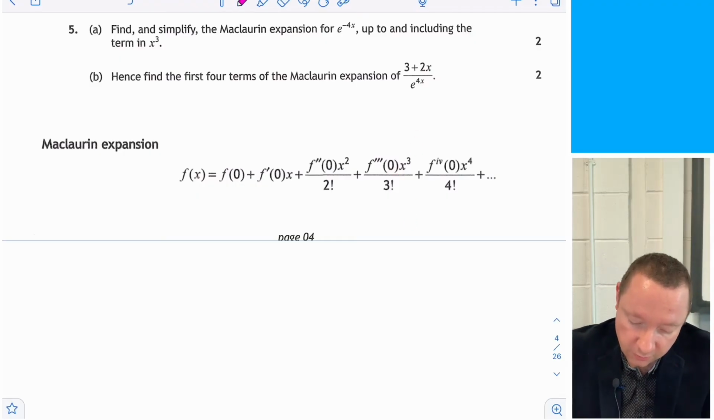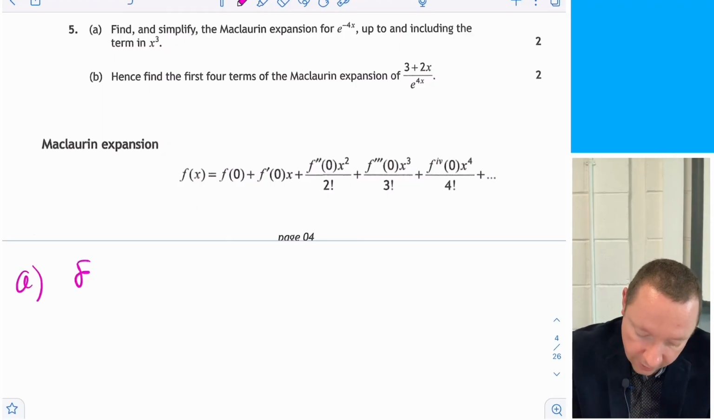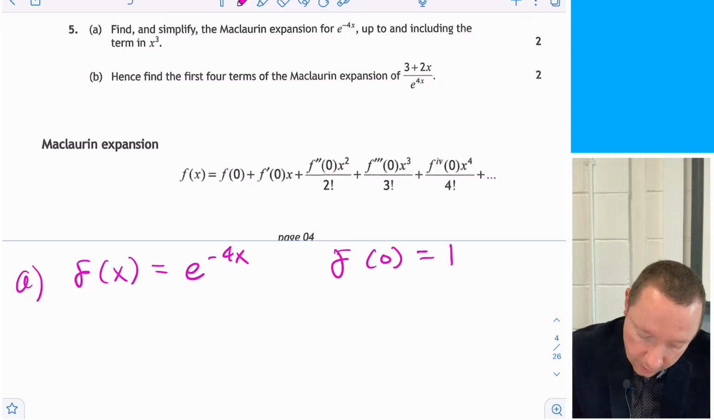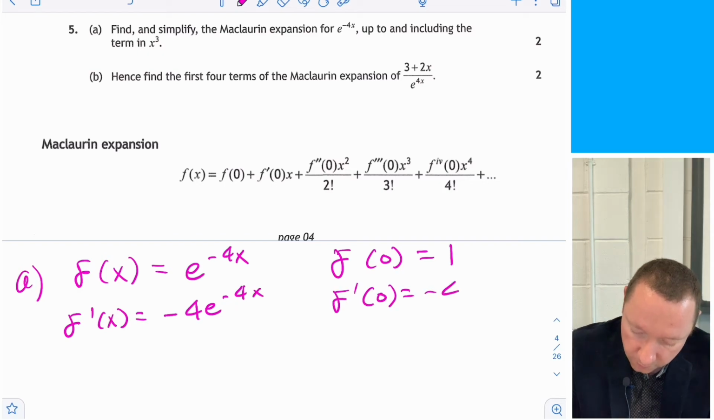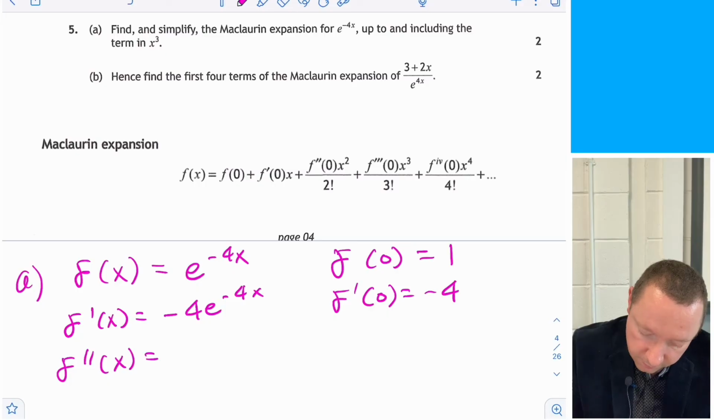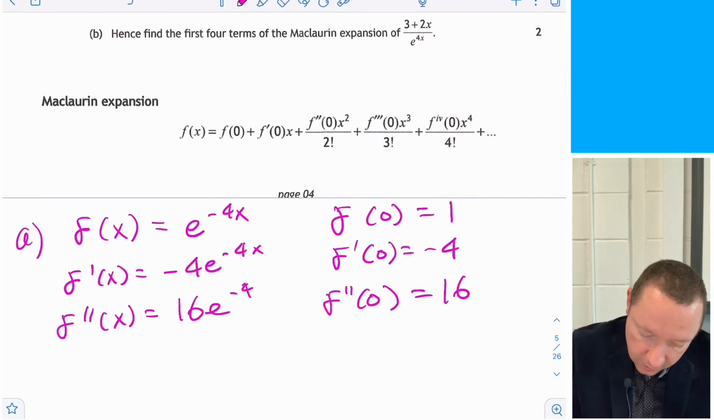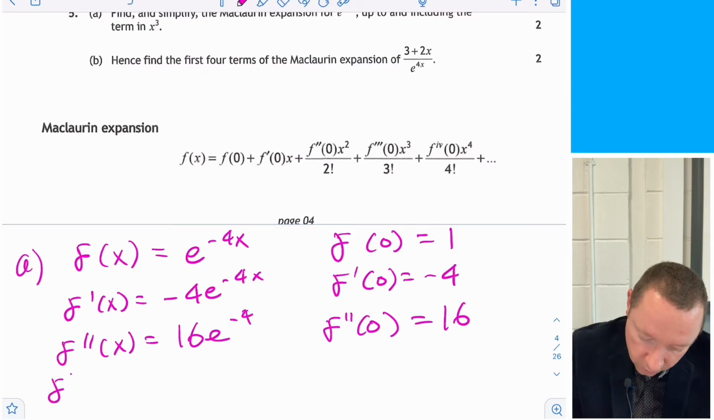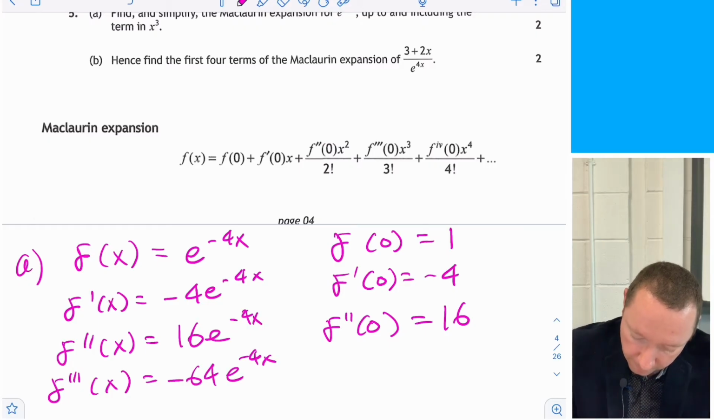So let's just do our derivatives. So we know that for part A, f of x is equal to e to the minus 4x. So f of 0 is equal to 1. f dash x is minus 4 e to the minus 4x. So f dash 0 is minus 4. Second derivative is going to be 16 e to the minus 4x. So our second derivative at 0 is just 16. And third derivative is how far we need to go: minus 64 e to the minus 4x. So our third derivative at 0 is just minus 64.